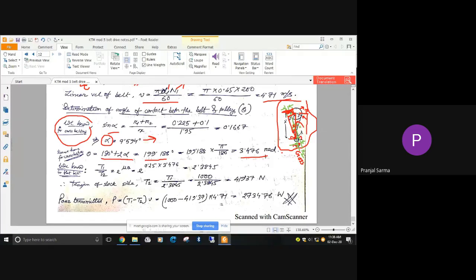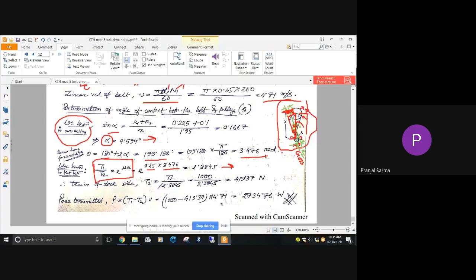After that, we have considered a flat belt, as nothing is said about whether it is a V-belt, so for a flat belt our task becomes easy. Also write down that for a flat belt, the ratio of the tensions T1 by T2 is given as e to the power mu theta. This is a well-known expression for the ratio of tensions on the tight and slack sides. Mu is given as 0.25, and theta we just obtained as 3.476 radian. Putting in the values, we obtain T1 by T2 as 2.3845.